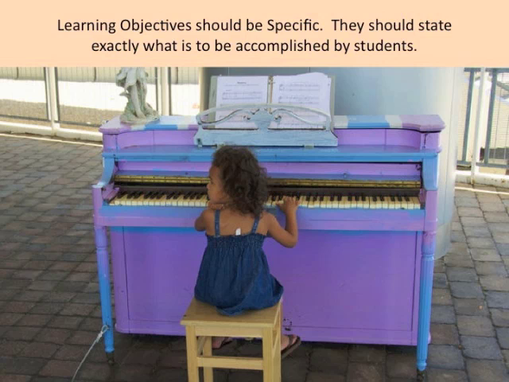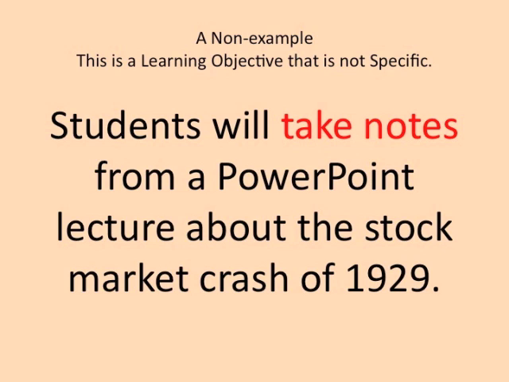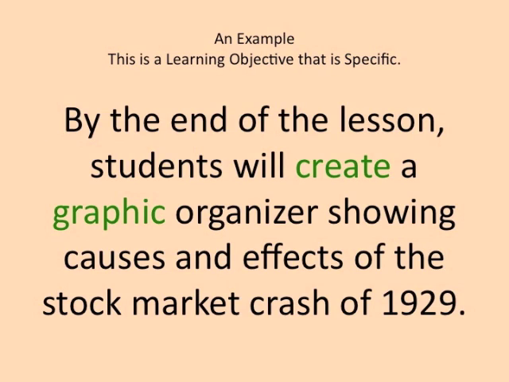They should state exactly what is to be accomplished by the student. This objective is not specific, since taking notes is just an activity and has little potential for learning. This example of a learning objective that is specific shows the action that a student will take to demonstrate learning. Creating a graphic organizer is the act of the student and will show the student's learning.